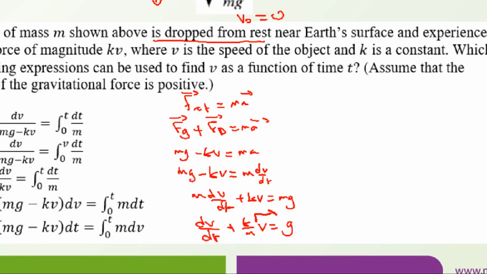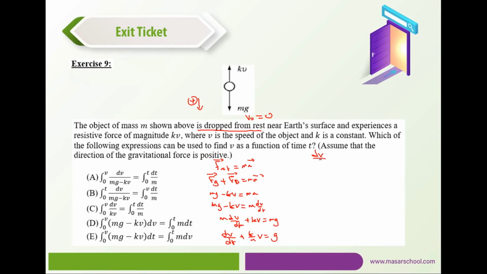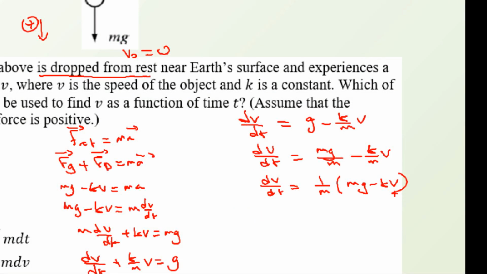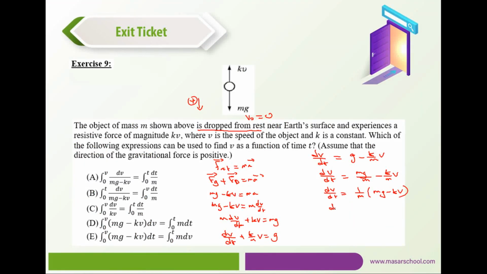We will move this to the other side, and we would have that dv/dt is g minus (k/m) multiplied by v. The next step is to perform the common denominator for the right member. That would be mg divided by m minus (k/m)v. Now we will factor out 1 over m, which gives mg minus kv. Now let's isolate the variables. This is mg minus kv, which depends on v. Let's take it down. And this is dt. Let's take it up. And it would be like that.